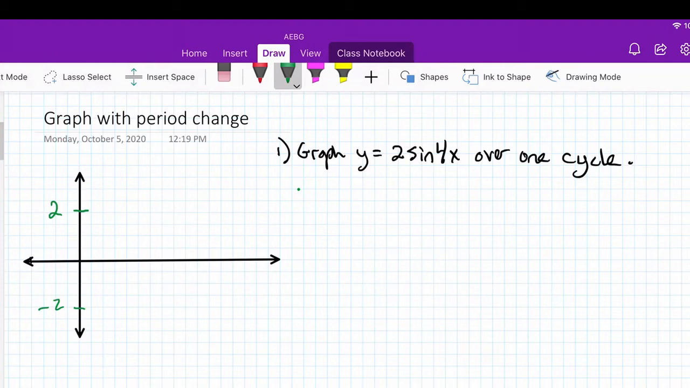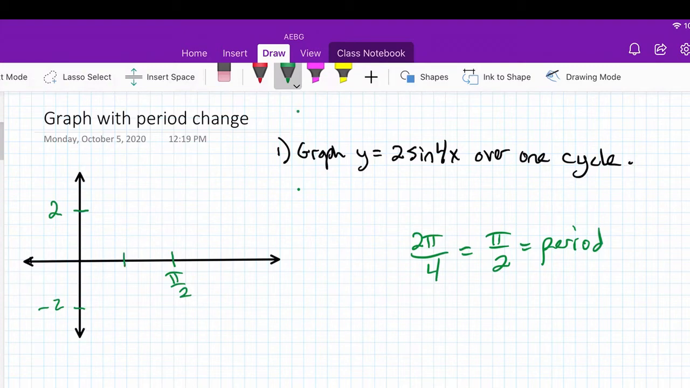I have the 5 points that I need to plan out. So the very last point I want to plot is the end of the cycle. We'll take the formula 2 pi divided by b, and so we'll divide by 4. Notice that is reducible, and that gives me the period of this function. Let's go out 8 spaces and mark the x-axis. Okay, I'm marking this with pi over 2. Now let's go halfway in at the 4th spot and let's mark that with pi over 4.